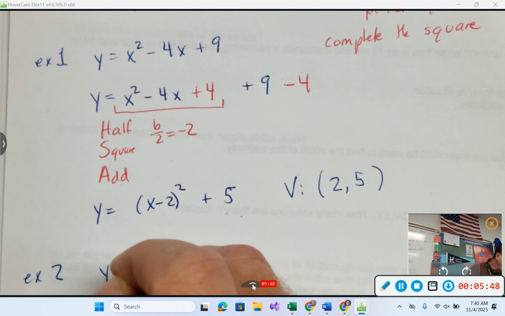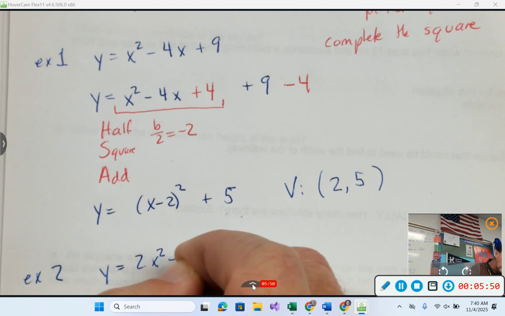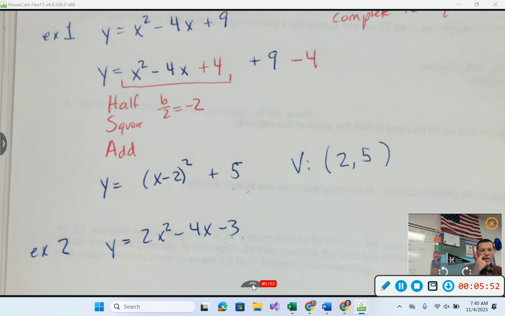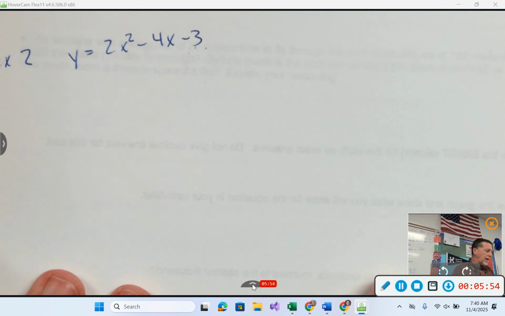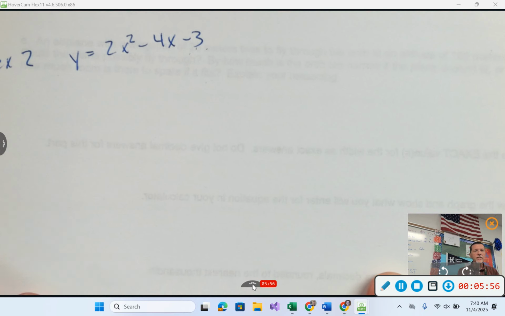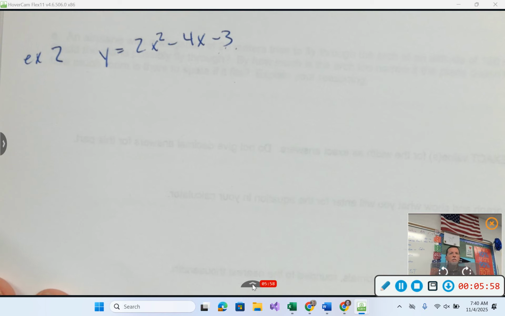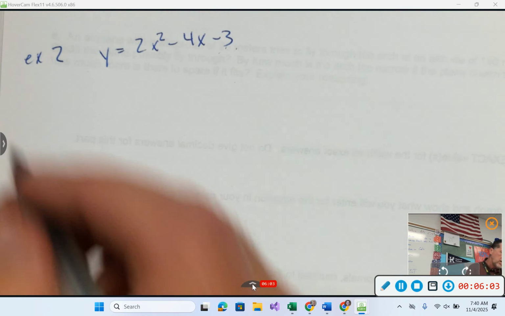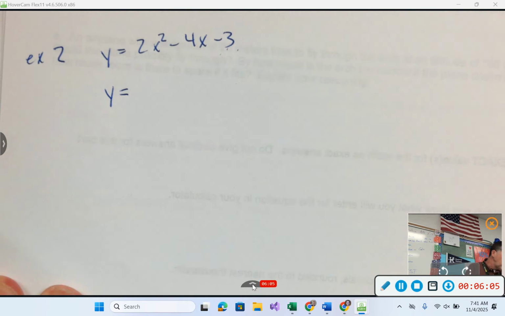There is one thing we can do to make it a little bit trickier. So let's make sure we can handle this one. This will be the last example, and then we'll do one or two together off the worksheet. y equals 2x squared minus 4x minus 3. Okay, what would you like to do first?